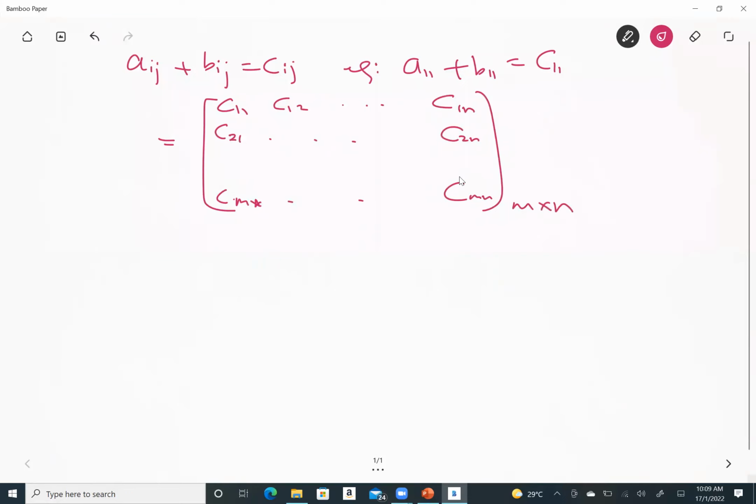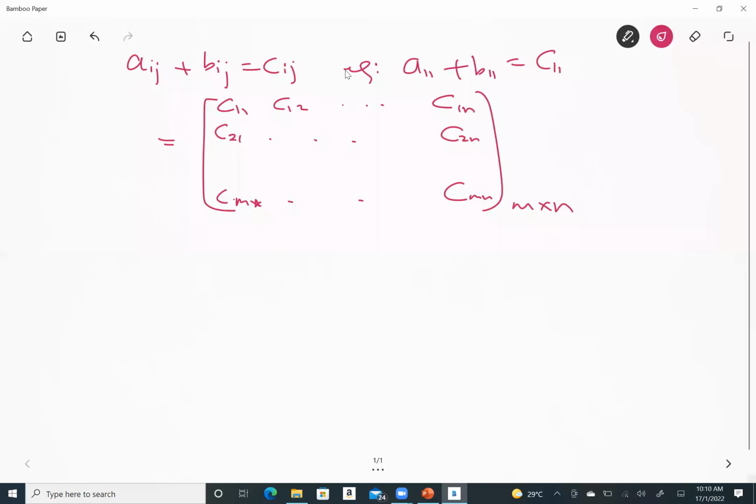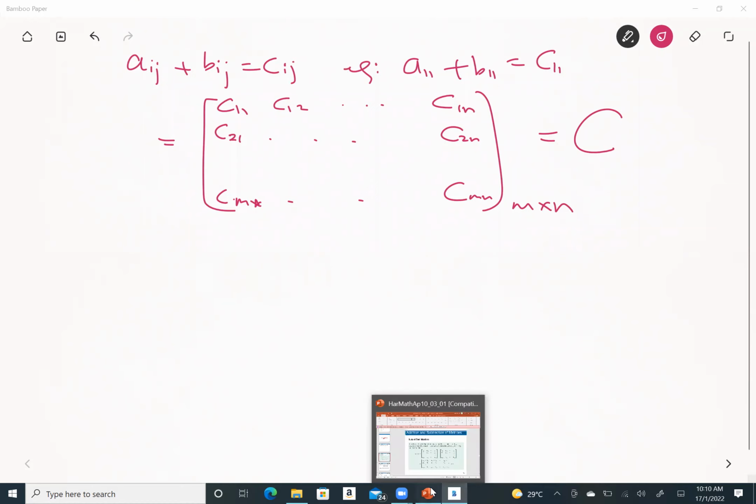Okay, so what I've done here, I equate this thing here, A11 plus B11, that is C11. So you just add corresponding elements. So come up with this here, and of course you can call it C. Correct? So that is the final form, which is in terms of C. Now let's look at a few examples.